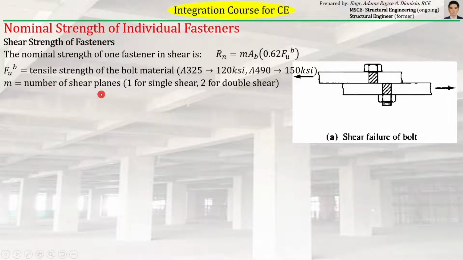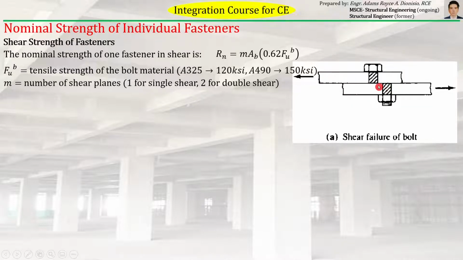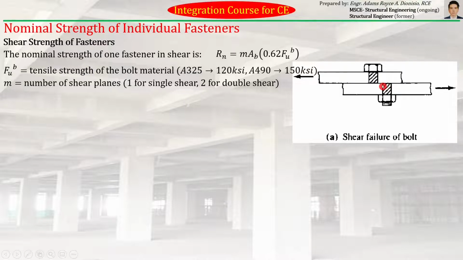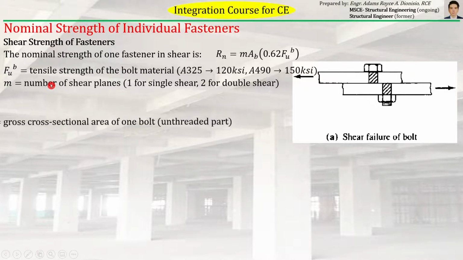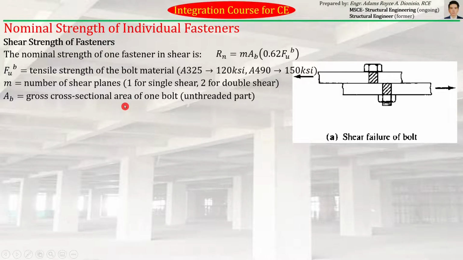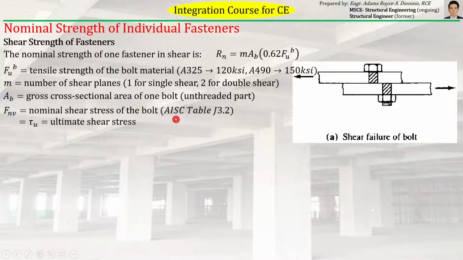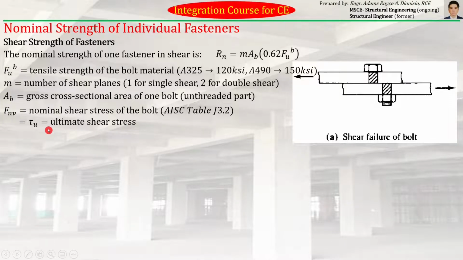Yung m is the number of shear planes. One yung ginagamit natin na value ng m for single shear, like this one. Ito single shear lang to kasi isa lang yung plane area na nakaka-experience ng shear. Pag double shear naman, ito yung ginagamit natin na value for m. Okay. AB is still the same. Cross-sectional area of one bolt dun sa unthreaded part. Yung FNV, yan yung tinatawag natin na nominal shear stress of the bolt, which can be found sa AISC table J3.2. That is also called the ultimate shear stress or yung tau units.